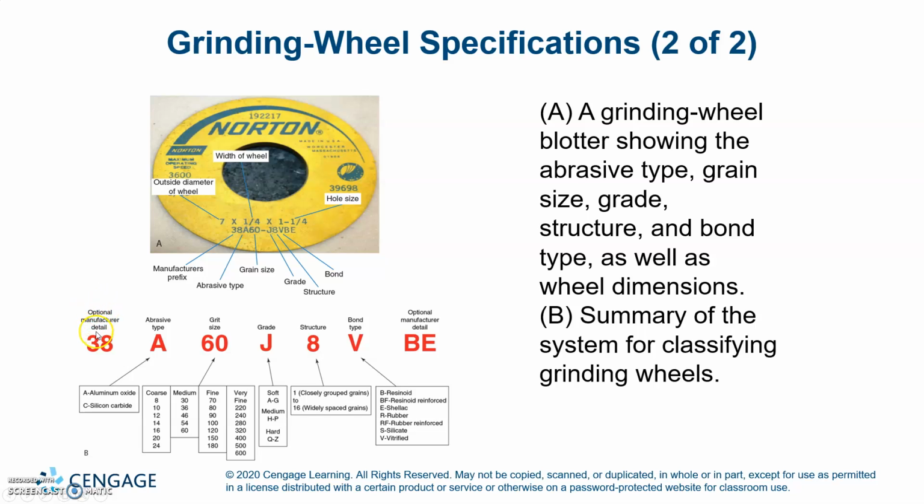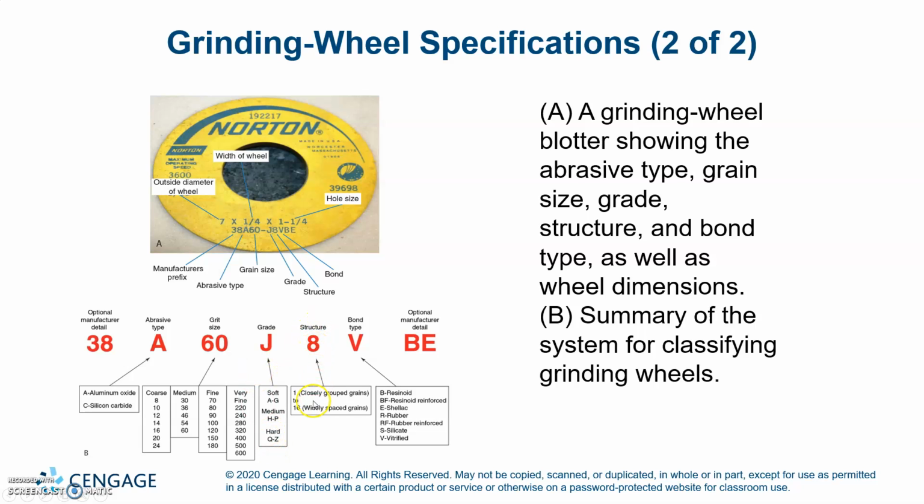So here's your optional manufacturer detail. Okay, and abrasive type is A, so it could be A or C. Grit size could be coarse, medium, fine, or very fine. So there are the different ones for that. Your grade is J on this one. So remember, soft is A to G, medium is H to P, and hard is Q to Z.